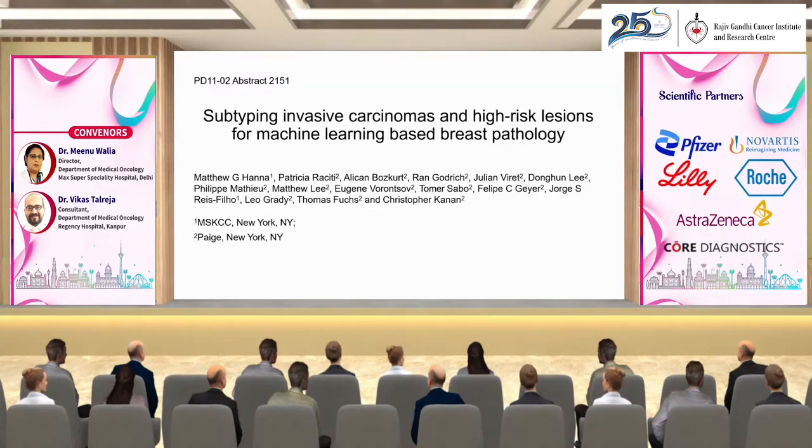Now, the first poster is Subtyping Invasive Carcinomas and High-Risk Lesions for Machine Learning-Based Breast Pathology. This was presented by Matthew G. Hanna in collaboration with Paige AI, and the first two posters are both from Memorial Sloan Kettering and Paige.